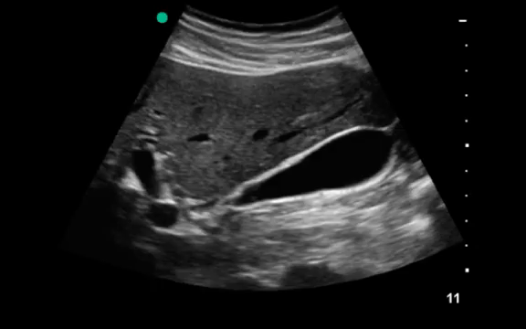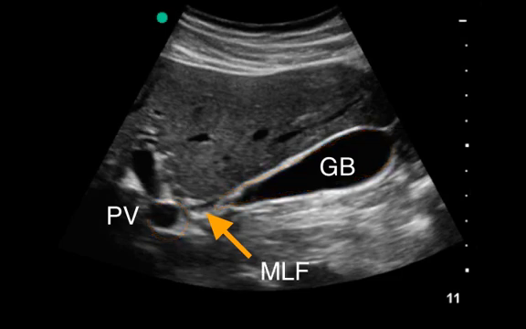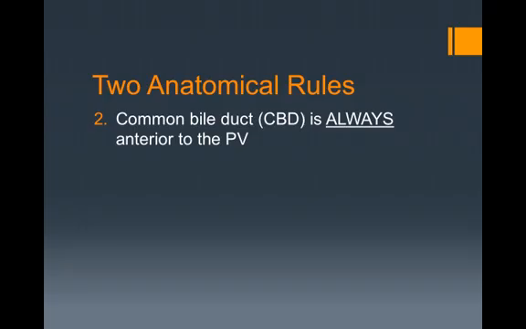Here we find a medium echogenic material that is the liver, with the gallbladder anechoic in the middle, situated just inferior. We see the right portal vein off to the left, and the tissue that connects between the 2 is the MLF. The second anatomical rule is that the common bile duct is always anterior to the portal vein.